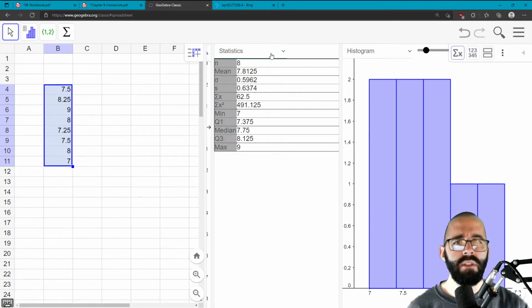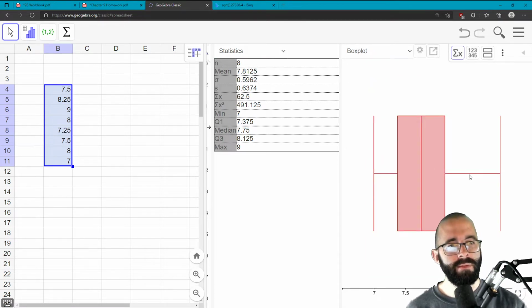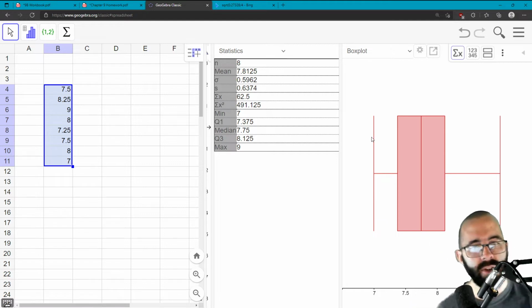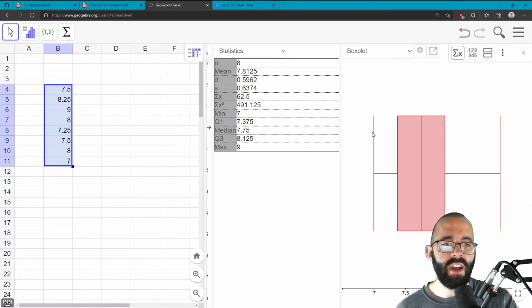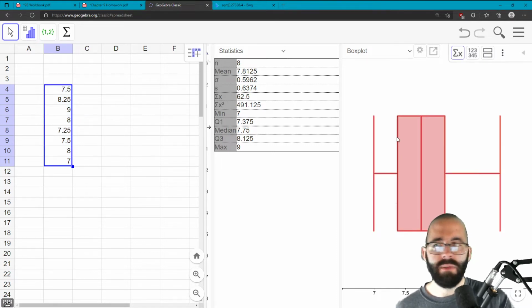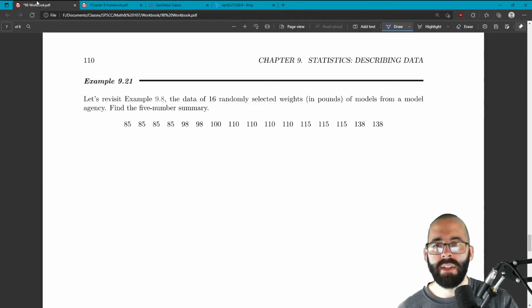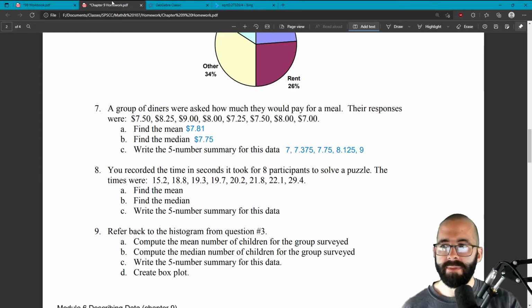I didn't include this in the videos, but you can also have GeoGebra make a box plot. They don't do small vertical bars for the minimum and the maximum. They do big vertical bars. Everyone does it a little different. But it still shows the 5-number summary: minimum, Q1, Q2, or the median, Q3, and the maximum. And that's problem number 7.